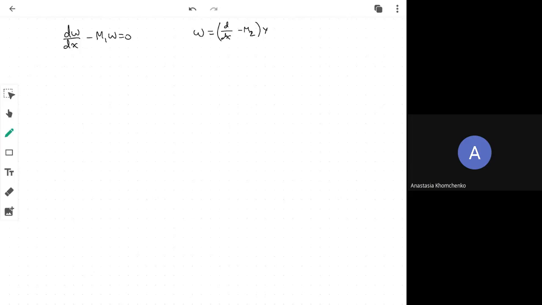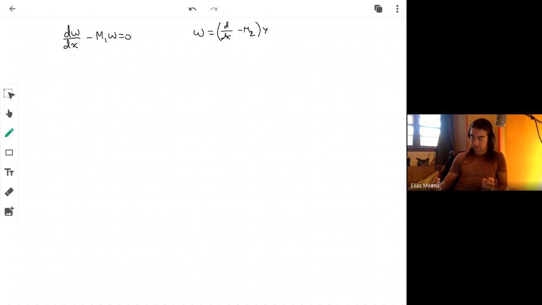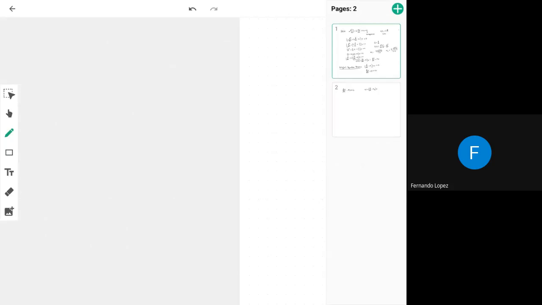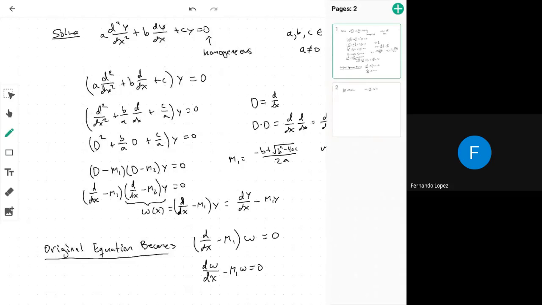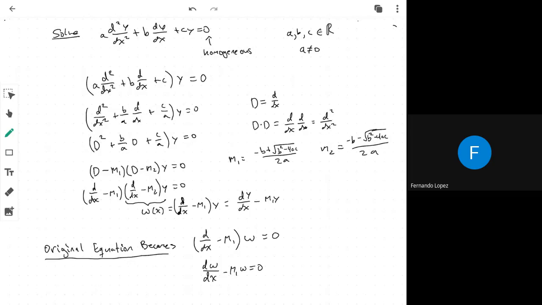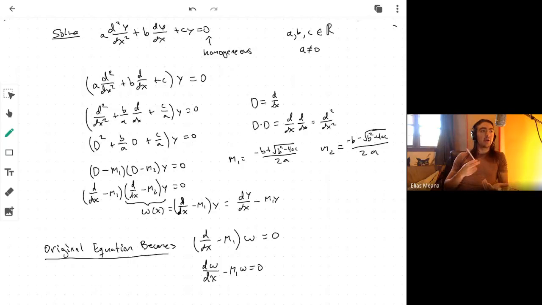Sir, could you go back a slide, please? Yes, of course. Sir, does this work up to fifth order differential equations, kind of like polynomials, or no? As long as they are linear and homogeneous, then yes, absolutely.